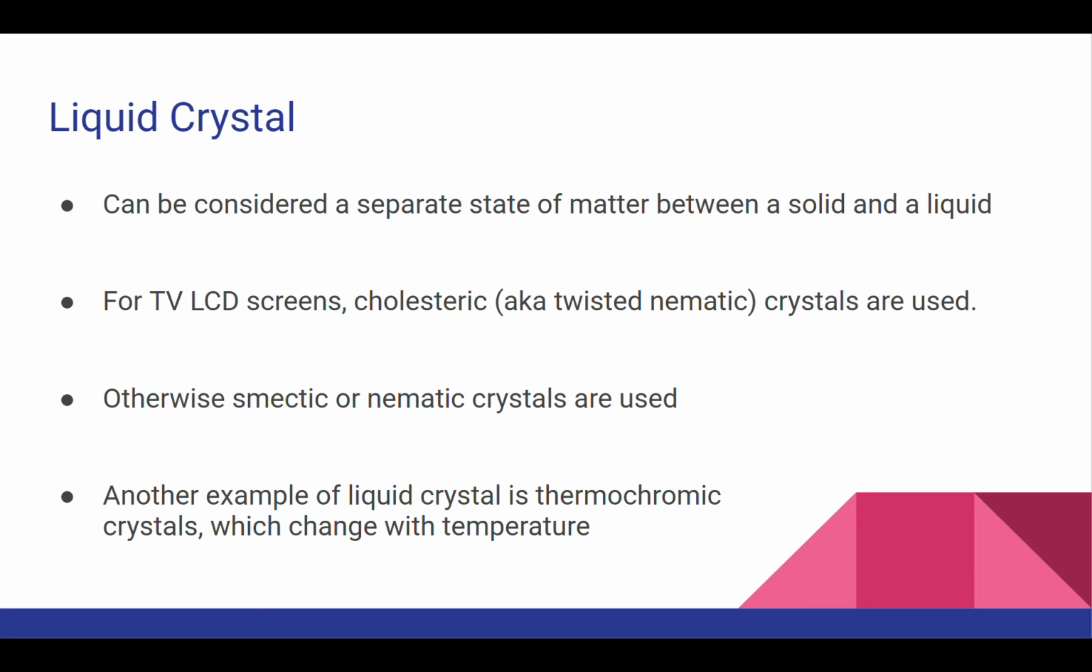Going further on liquid crystals specifically, they are considered between liquid and solid in terms of their state. Of the different possible types for LCD screens, twisted nematic screens, which I'll cover more later, use cholesteric crystals. These crystals are nematic crystals that are chiral, and they stack on top of each other to form a helix shape. Typically, other LCD screen types use smectic or nematic crystals, which all align in one direction. An example of another type of liquid crystal are thermochromic crystals, which are used in mood rings and other products where their color changes with temperature.